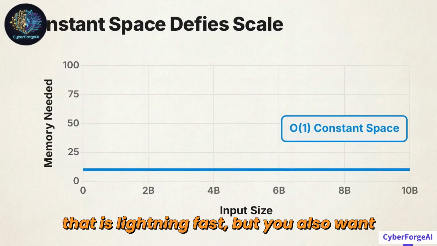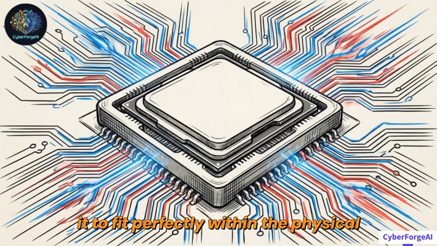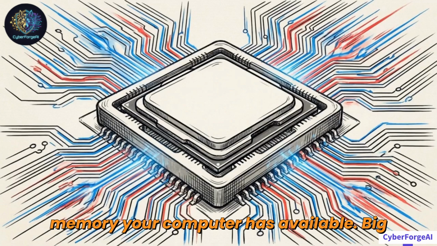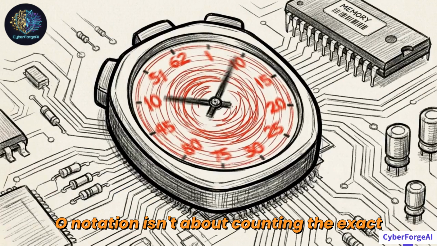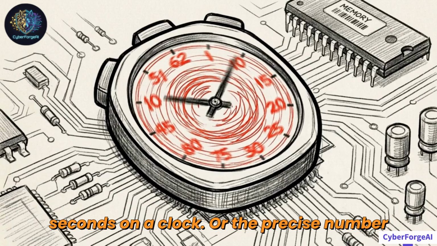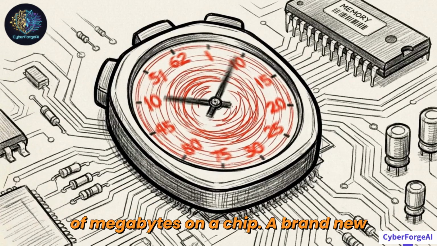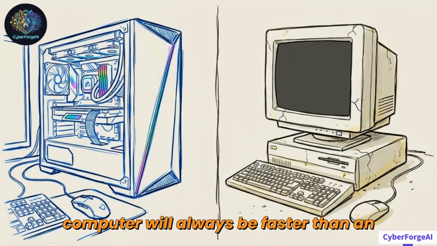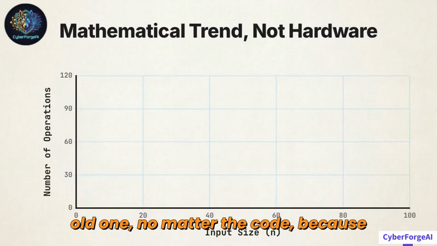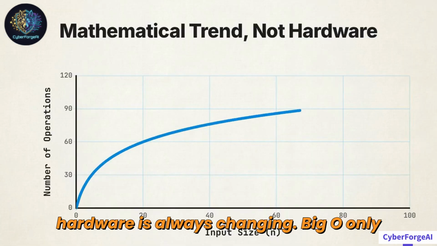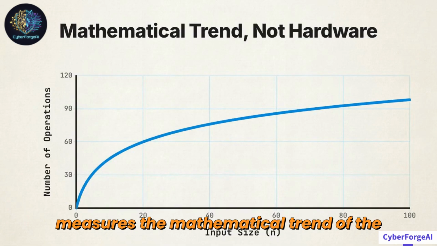You want a program that is lightning fast, but you also want it to fit perfectly within the physical memory your computer has available. Big O notation isn't about counting the exact seconds on a clock or the precise number of megabytes on a chip. A brand new computer will always be faster than an old one, no matter the code. Because hardware is always changing, Big O only measures the mathematical trend of the algorithm itself.